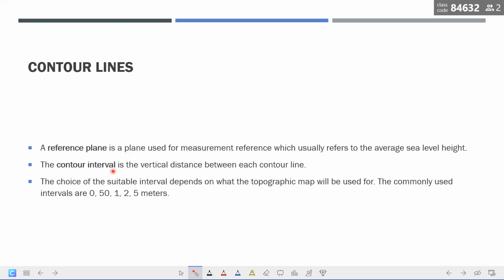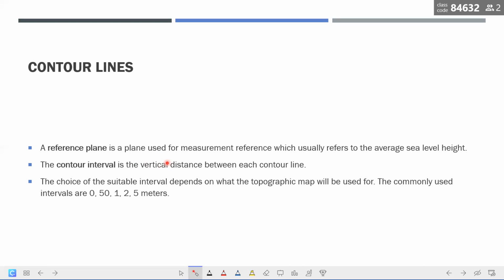Now, the contour interval. You've seen the numbers in the previous illustration, and they do come in intervals. Each contour line represents an elevation relative to the reference plane, but those contour lines are usually drawn in intervals. The contour interval is the vertical distance between each contour line.